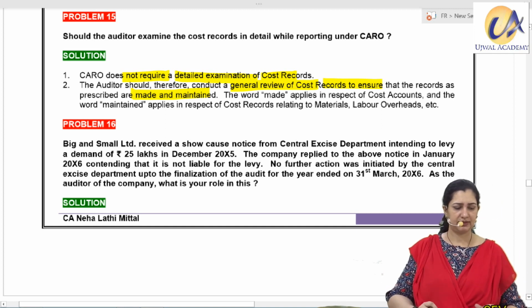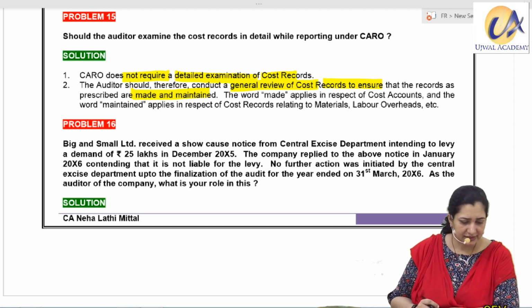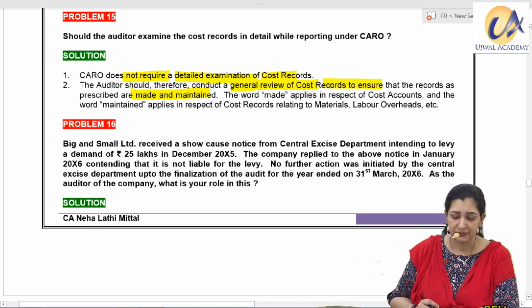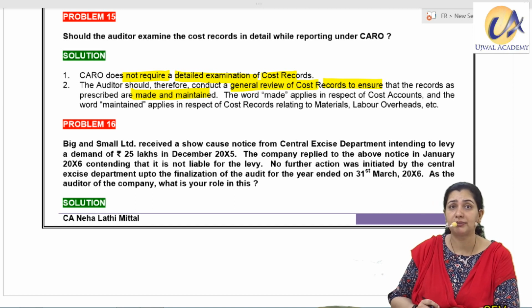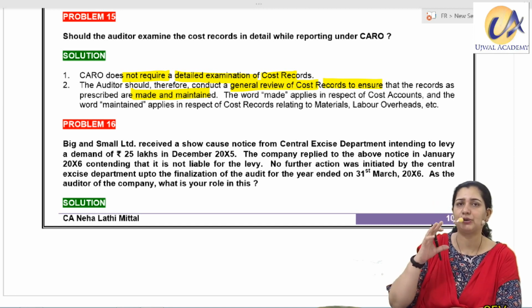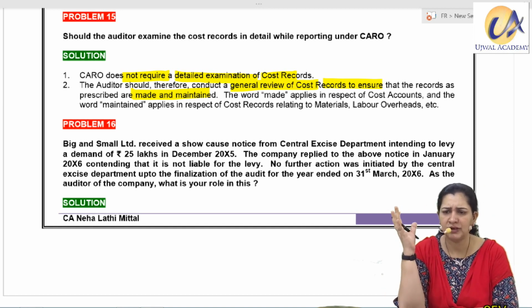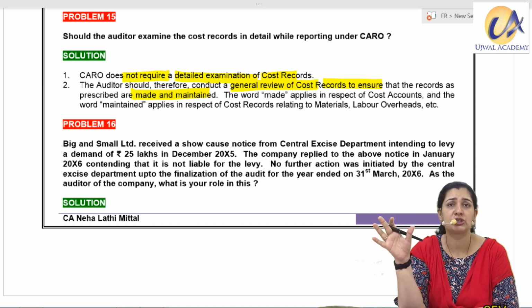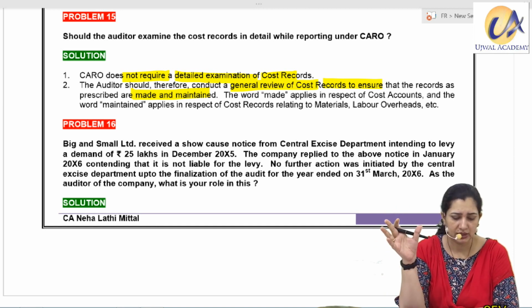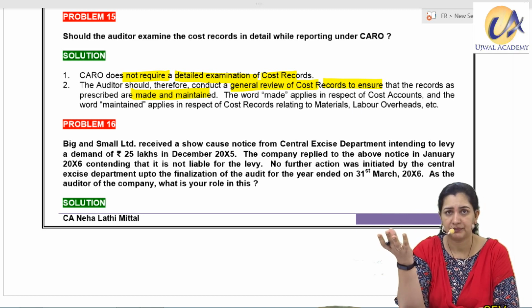16th one. A company received a show cause notice from the excise department intending to levy a demand of 25 lakh in December. The company replied to the above in January, contending that it is not liable for the levy. So they got a letter from the tax authority saying that you have to pay 25 lakh. The company said, no, we are not liable for the levy. No further action was done by the department. Okay. So as an auditor, what is your role in this? What will you do as an auditor?